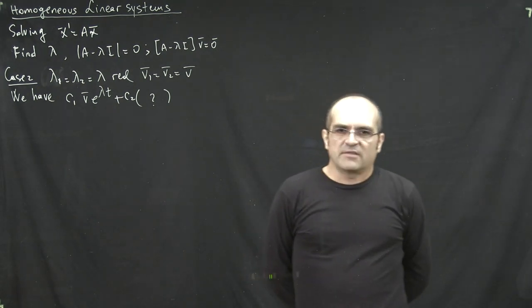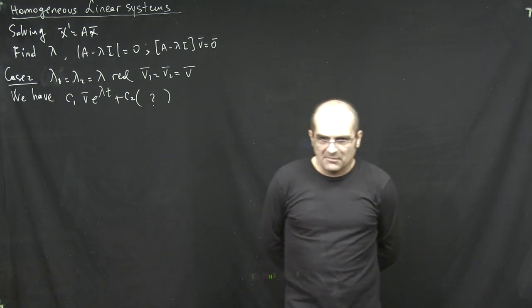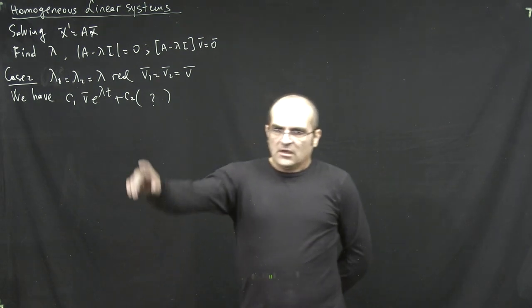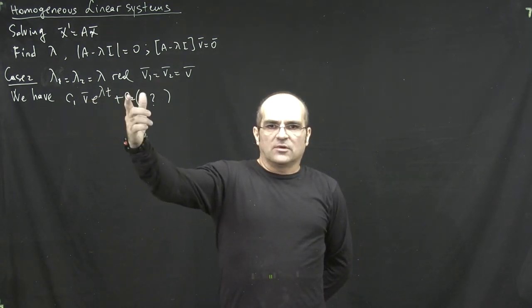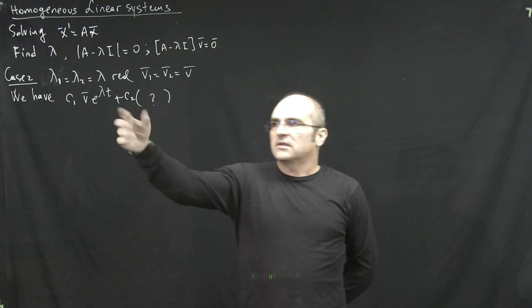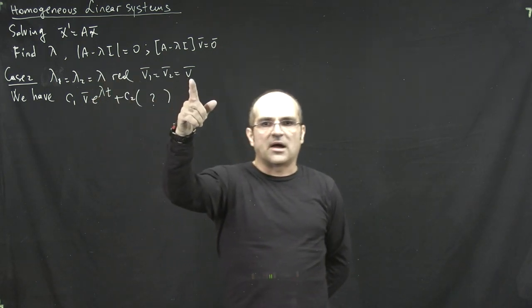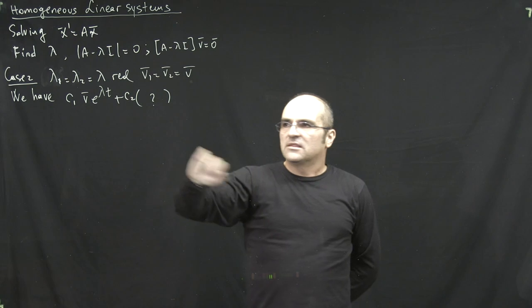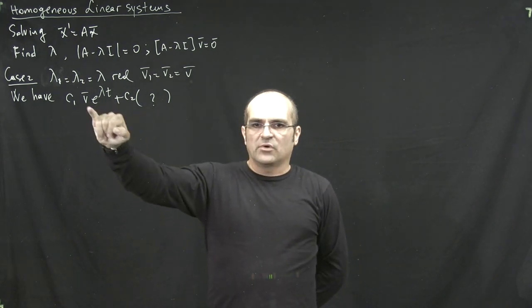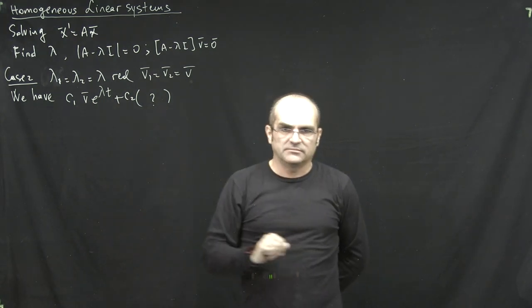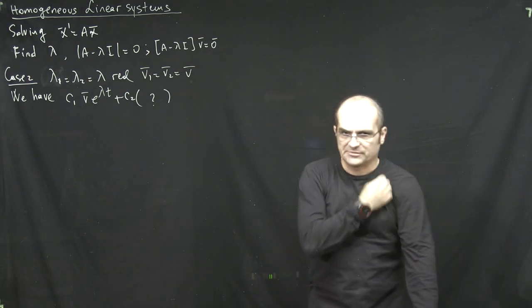Okay, so the single eigenvalue, single eigenvector case. Let me state again what the issue is. If lambdas are the same, the corresponding v's are the same, obviously, right? If you have a single lambda, you have a single v bar. Then you have one component of the solution, you're missing the second one. How do we find the second independent solution?